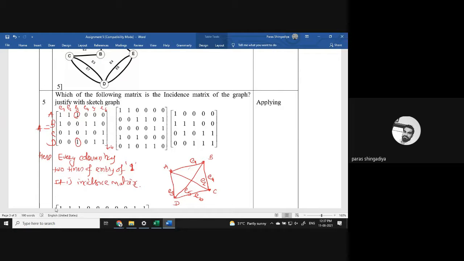Okay. Now do it for second matrix, third matrix, and fourth one. First check whether it is an incidence matrix or not, and after that create a graph. Okay. And as you can see that each column contains 2 times of 1. Okay. So it is an incidence matrix.